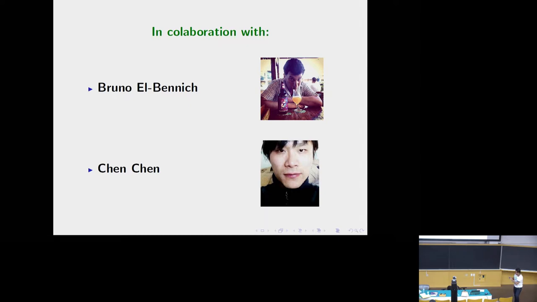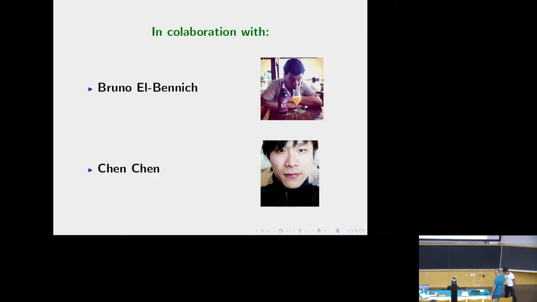It's not working, this. The pointer? Yeah. Ah, okay. This one just to pass. Okay. Laser. Oops. Yeah, it's working. Okay.